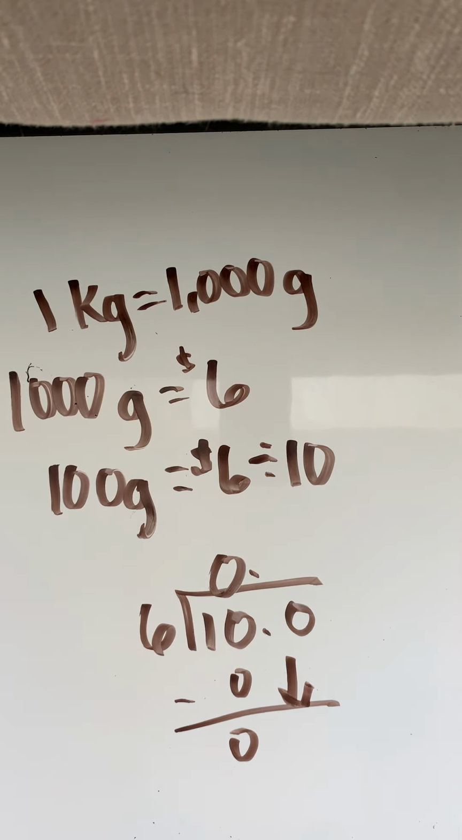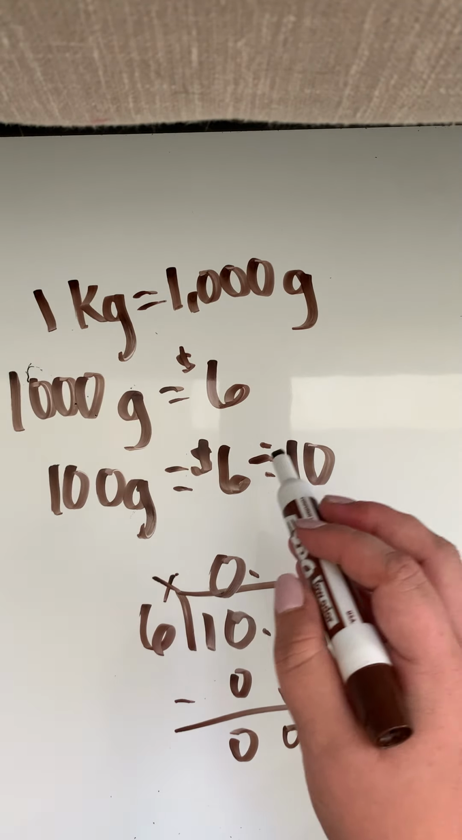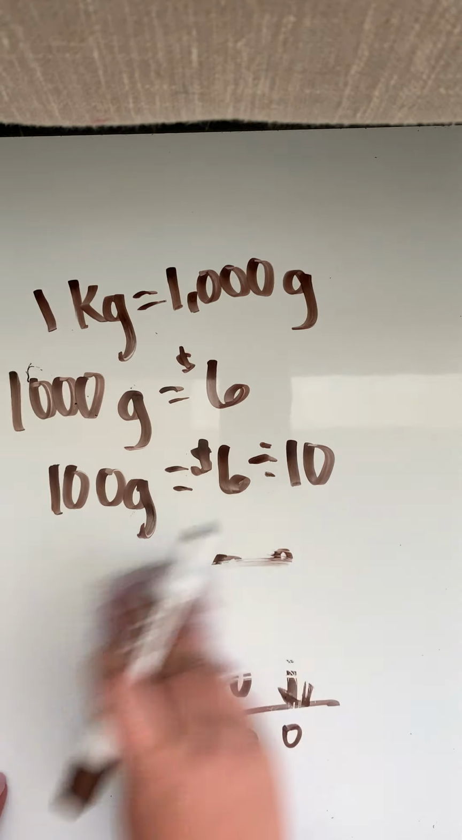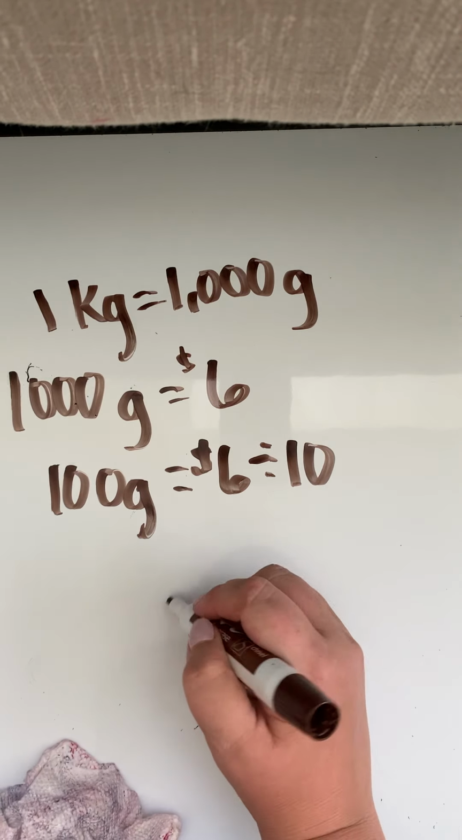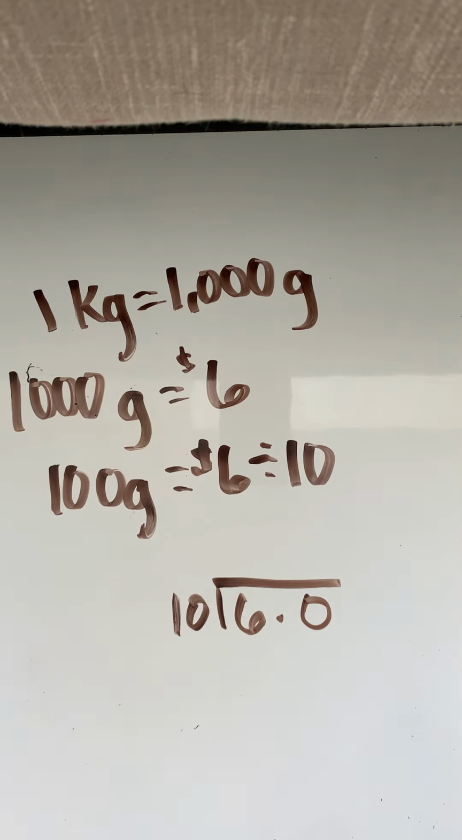Oops, hold on. 6 times 0. It's going to keep getting you to 0. Okay, so let's do it this way. Let's try the other way. Yeah, there we go. Okay.